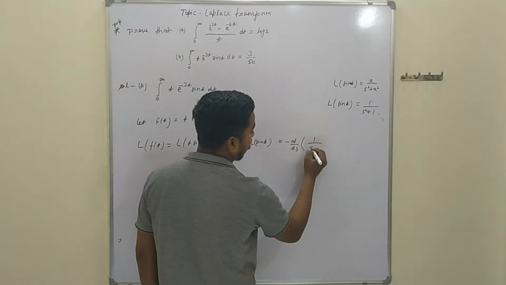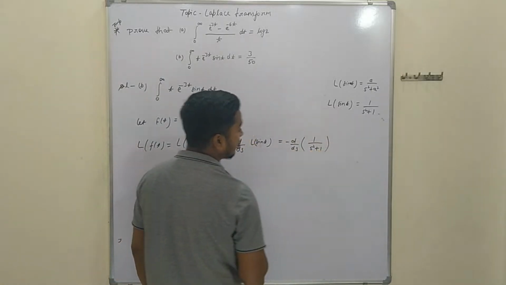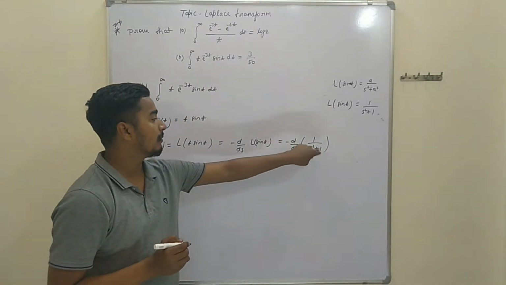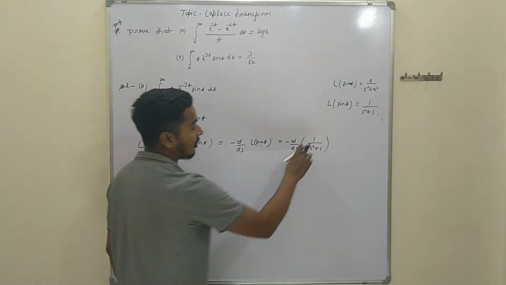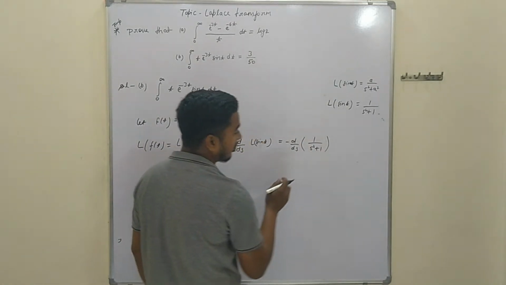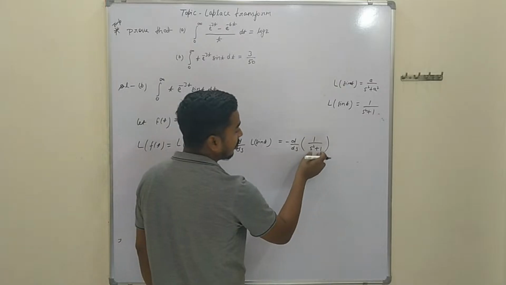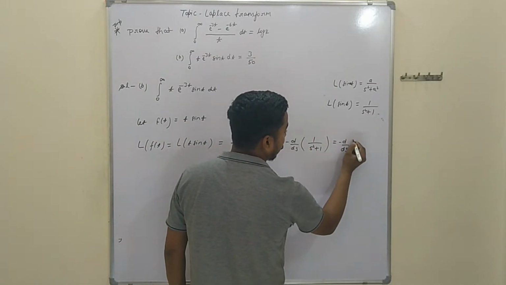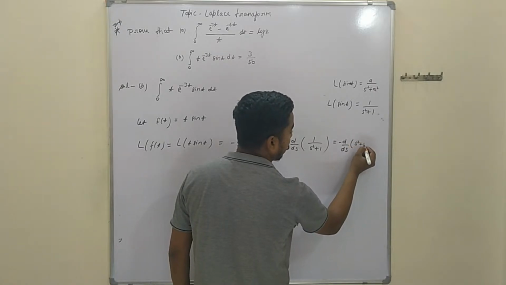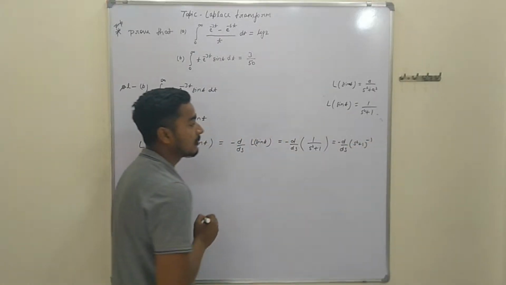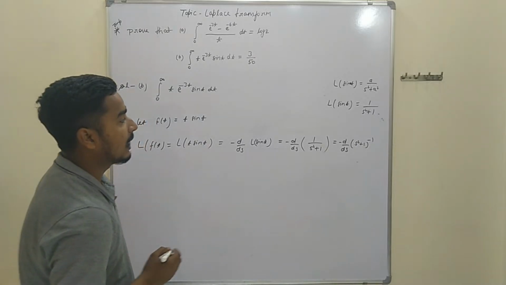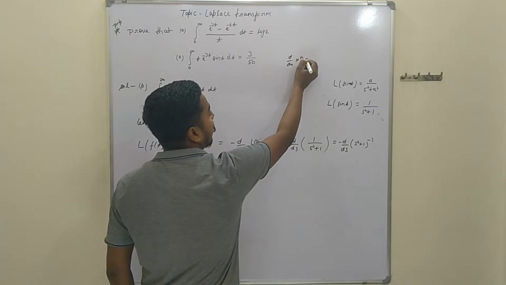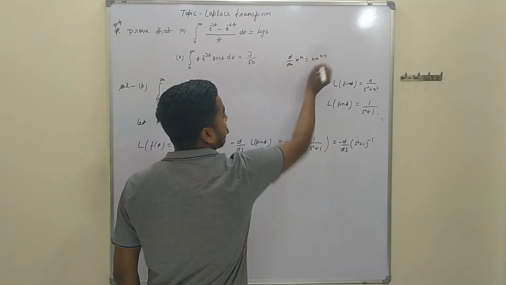In place of it, we put 1 upon s square plus 1, and further we have to solve by differentiation of 1 upon s square plus 1. This gives, taking into the numerator, minus of d upon ds, and here s square plus 1 to the power of minus 1, and using the formula that differentiation of x to the power of n is given by n x to the power of n minus 1.